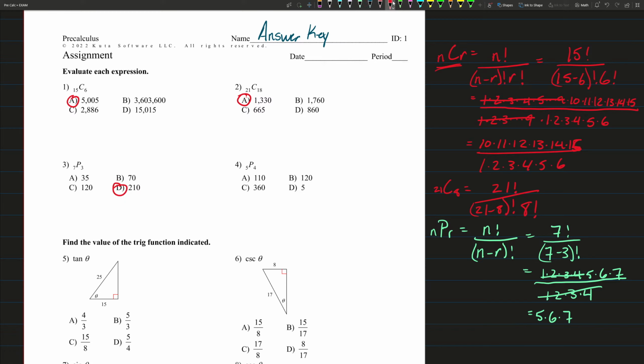And then same thing for 5P4. That's 5 factorial over 4 factorial.